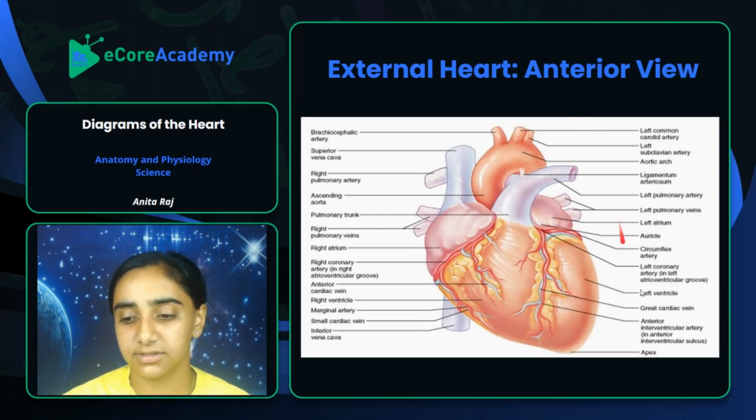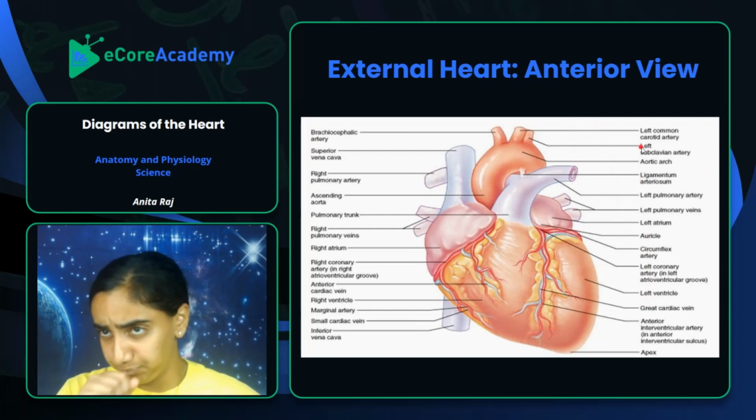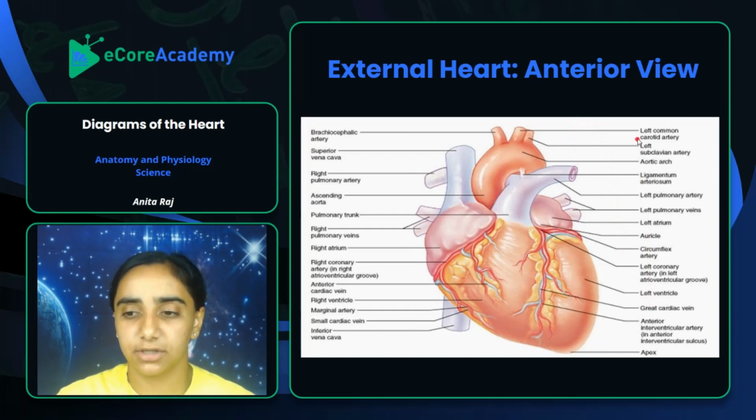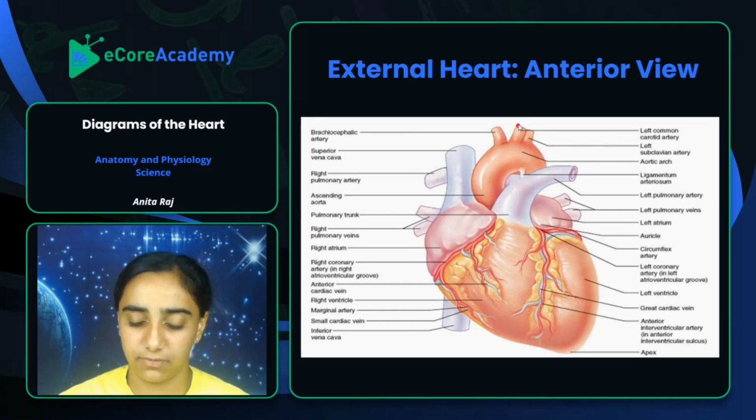Now let's come over to this side of labels. You have your left common carotid artery. As you can see, it's one of the three arteries that branch off of the arching aorta. So what is this carotid artery? Well, it branches up directly from the aortic arch. It's this middle artery right here, and it branches straight up from the aorta.